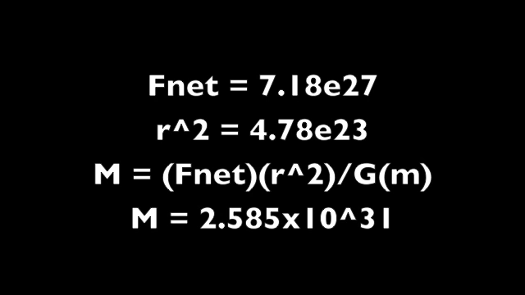To find the mass of the black hole, the formula for the gravitational force, F is equal to G m1 m2 over r squared, was used. Fnet was found from the computer model, as was the star's final position. Using the given position of the black hole, we can find the magnitude of r squared. This is then multiplied by Fnet and divided by both the mass of the star and G, the gravitational constant. This gives a final mass of the black hole to be 2.585 times 10 to the 31st.